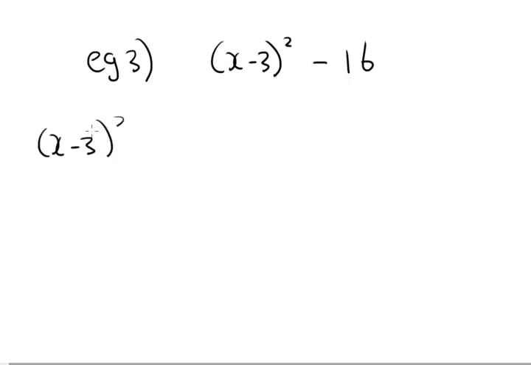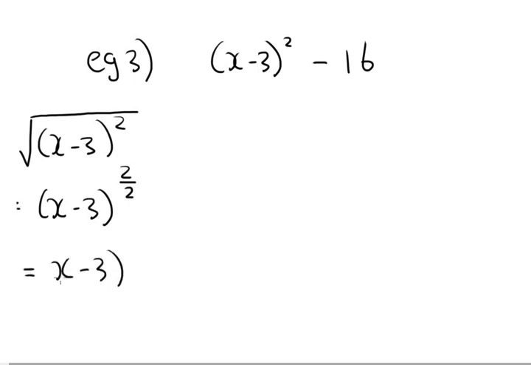Example 3: x minus 3 squared minus 16. Whenever you see this situation over here, you've got x minus 3 squared. This is a perfect square, because if you take x minus 3 squared and you find the square root of it, that is going to give you x minus 3. Why? Because you've got 2 divided by 2 is equal to 1, according to the laws of surds. So that is a perfect square.